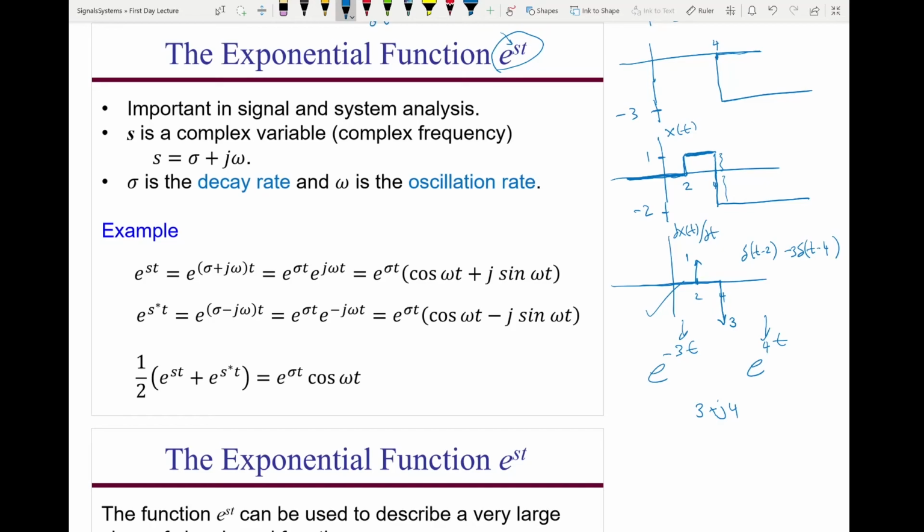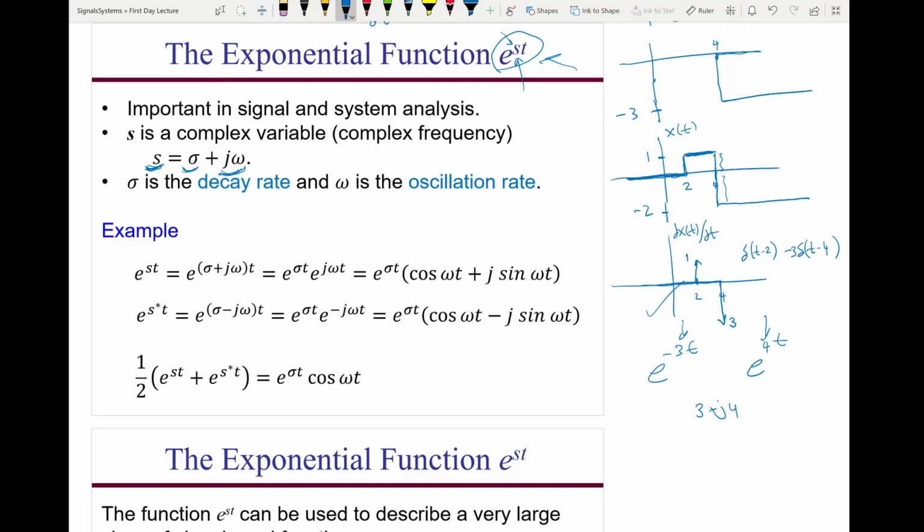So depending on the value of s, the plot will be different. In general, s we will represent as a complex variable or complex frequency. It has sigma, which is the real part, and j omega, which is the imaginary part. Sigma, the real part, tells the decay rate. So it's a frequency rate, but it tells you how fast it decays or how fast it grows. J omega tells you the rate of oscillation. Is it 1,000 hertz, 10,000 hertz?